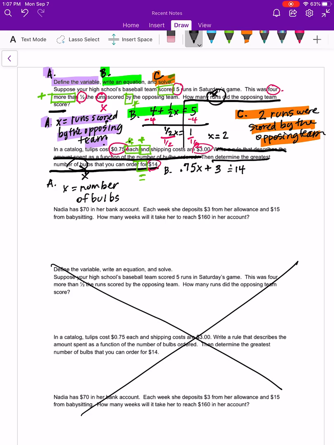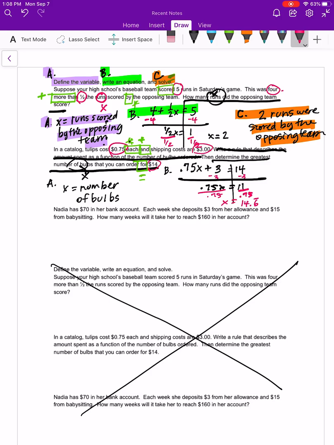Okay, so now we're going to go ahead and solve this. I'm going to subtract 3 to isolate my variable. And that gives me 0.75x equals 11. Now I'm going to divide both sides by 0.75 to isolate the variable. And x is equal to 11 divided by 0.75. So when you get 11 divided by 0.75 in your calculator, give you a second to work that out, but you would get 14.6 repeating.